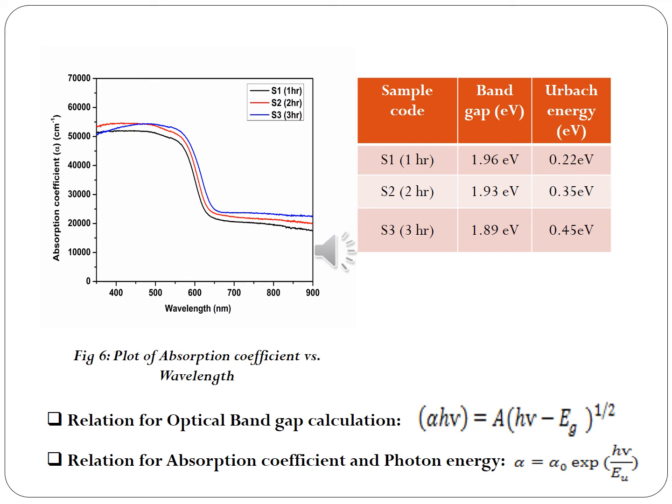The relationship for optical band gap calculation was alpha h nu equal to A (h nu minus Eg) to the power half, and the relationship for the absorption coefficient and photon energy was alpha equal to alpha naught exponential h nu over Eu, where Eu is the Urbach energy.